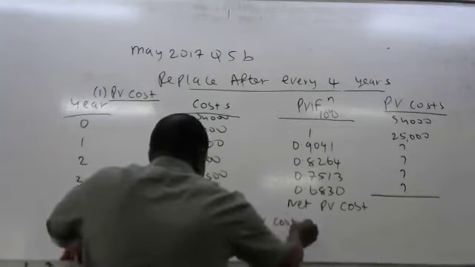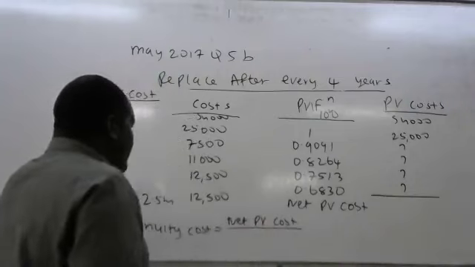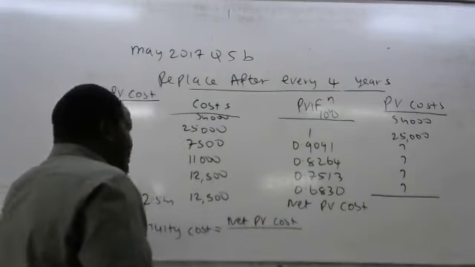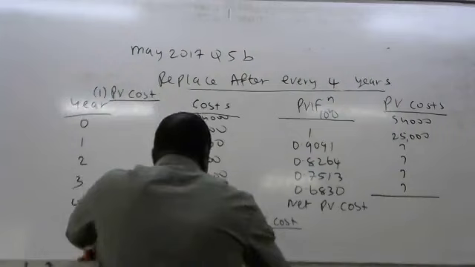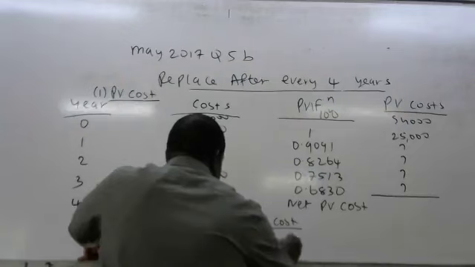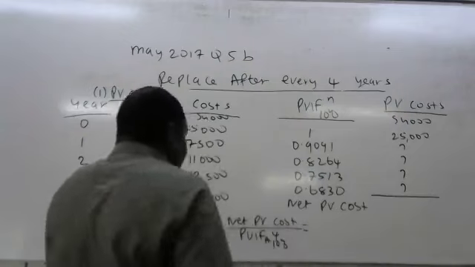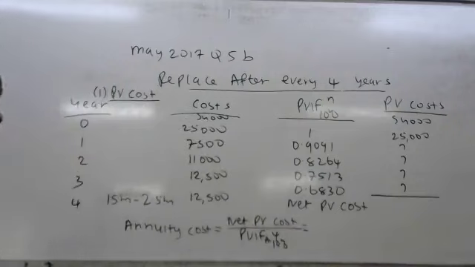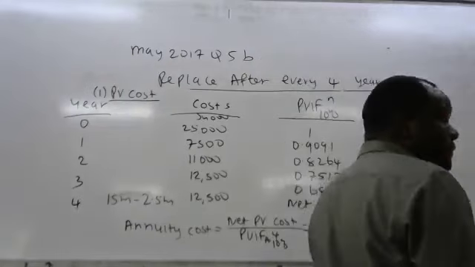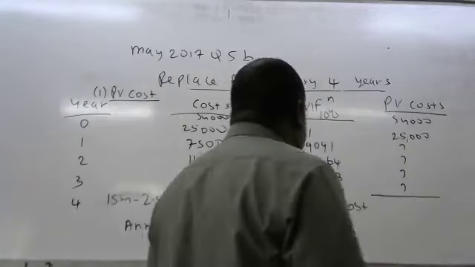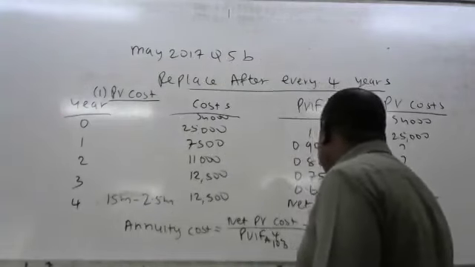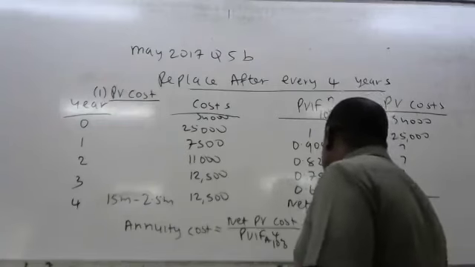For the annuity cost, we simply get the net present value cost, then divide by the present value interest factor for the annuity, 10% in year 4. So how much is that net present value cost? Now, 58,890,837.